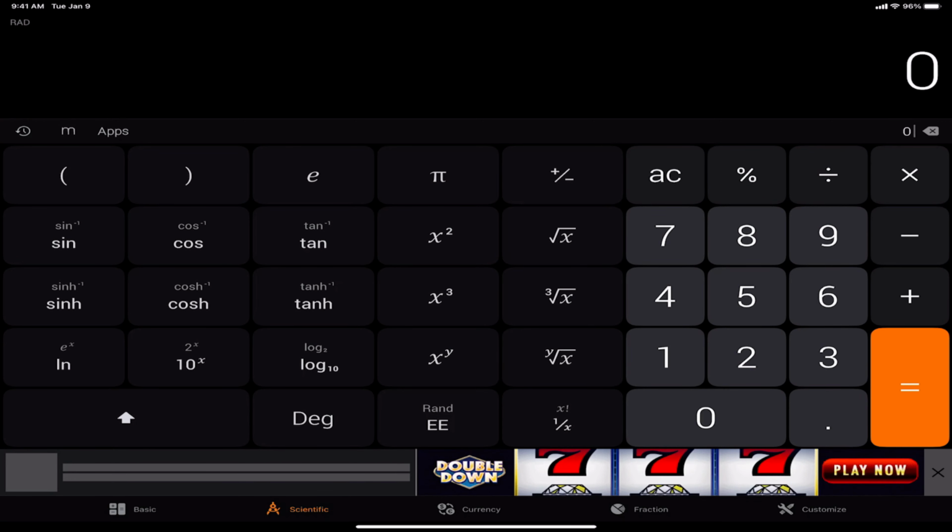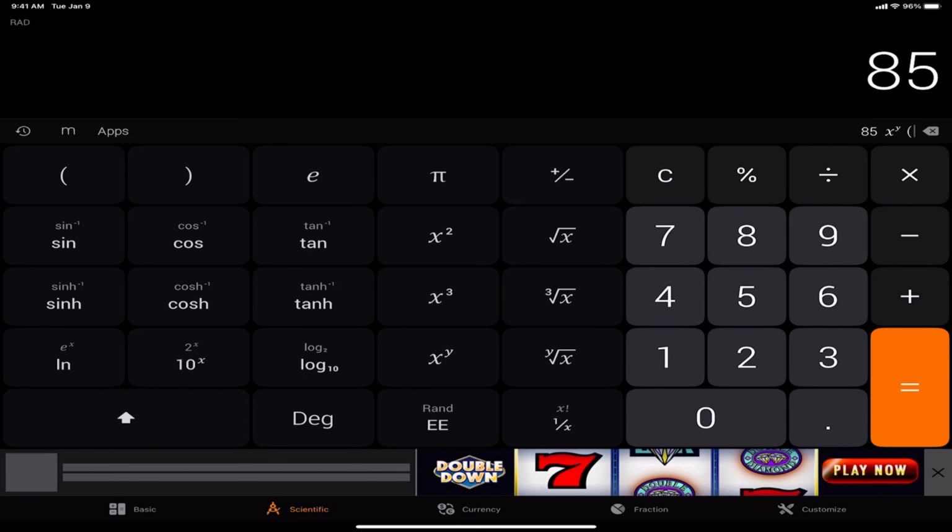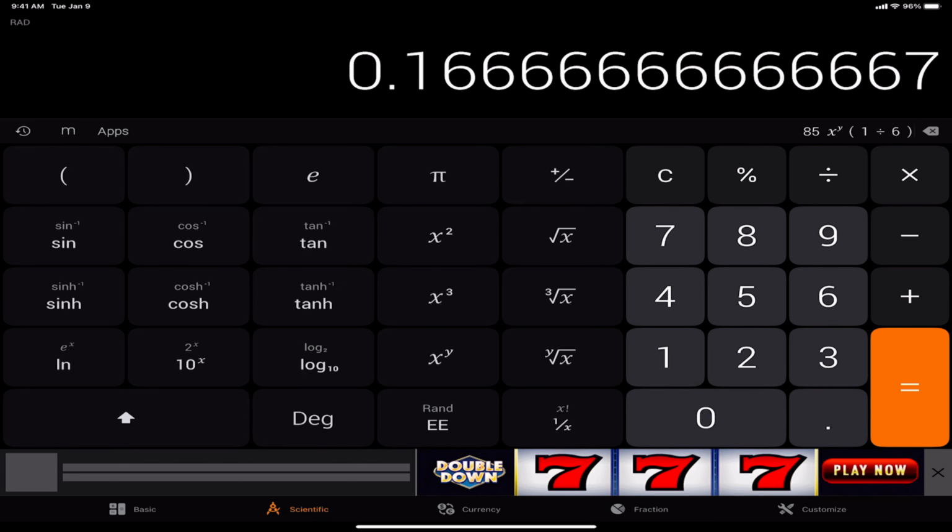Okay, so the first one was 85 to the power of 1/6. Sorry, this is a free calculator. So you go 85, and I'm going to do the power, which is just x to the y. It just lets me choose the base and the power. And then I like to put the parentheses so I can make sure that the 1 divided by 6 works. Remember, 1 over 6 is the same thing as 1 divided by 6.